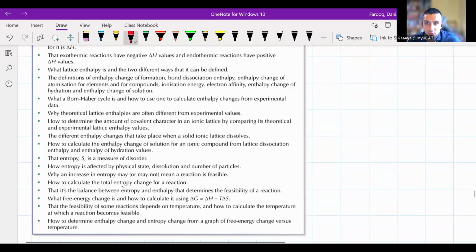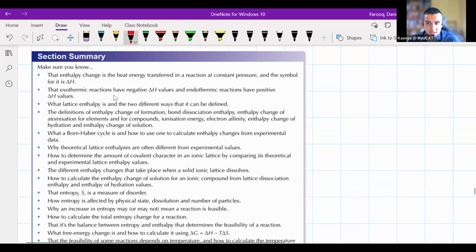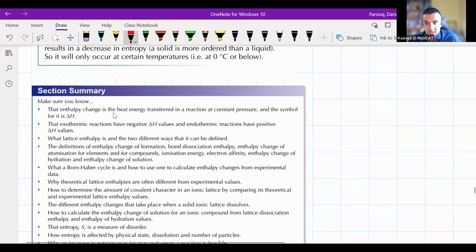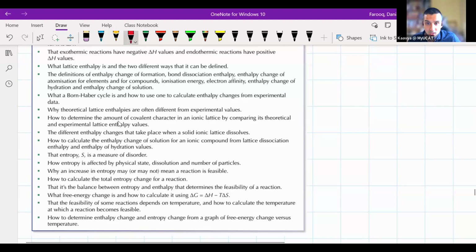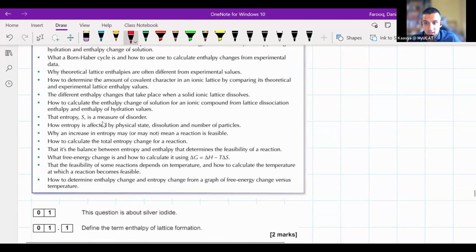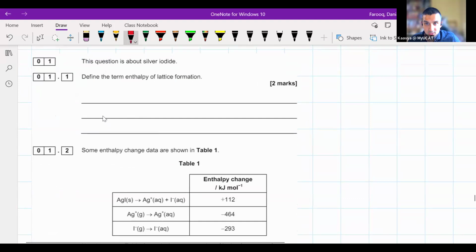Now I'm not going to go through this section summary, but you can memorize this, or you should understand this checklist for yourself in the notes. I just went through it, so I'm not going to go through it again. We'll try some questions.